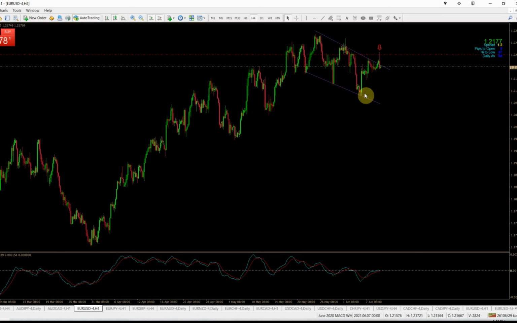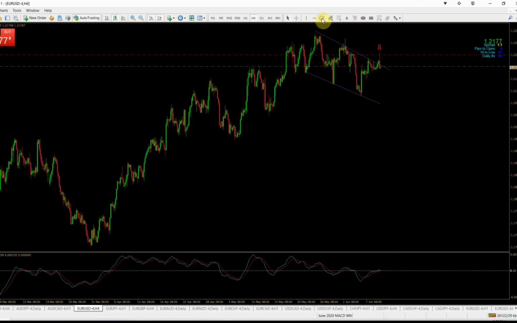Okay, and so I followed the rules. I waited for it to close back inside, and now I'm short. It's a very low risk trade. I probably should move this stop up to above that wick, but I'm pretty much okay with where it is. This is the euro dollar. It's a 1 pip spread, so I'm not really worried about getting stopped out of this based on spread anyways.